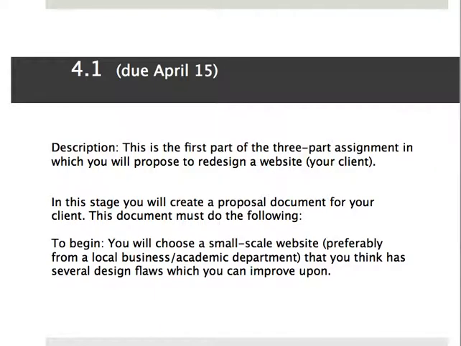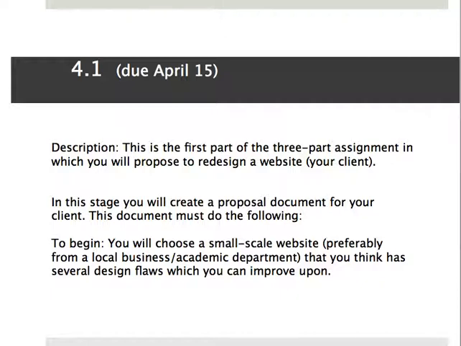So let's look at 4.1, which is due April 15th. The description is this is the first part of the 3-part assignment in which you will propose to redesign a website specifically to your client. Please do not forget you are speaking not to me, but to your client. In this stage, you will create a proposal document for your client. This will be the owner of the website that you're looking at. This document must do the following.